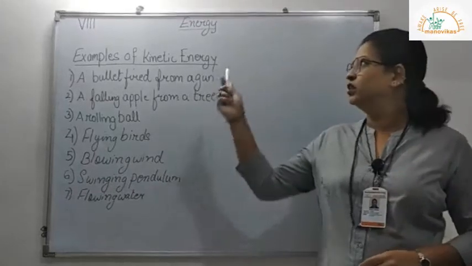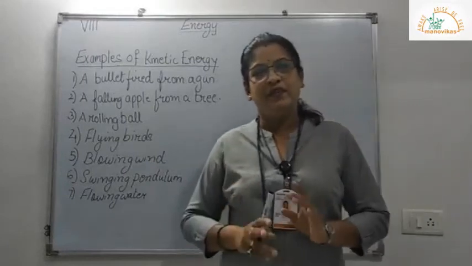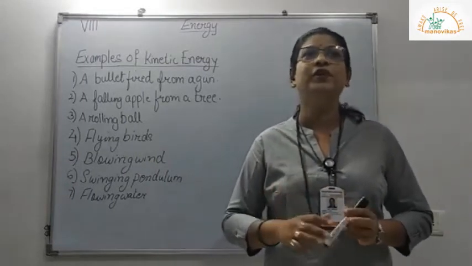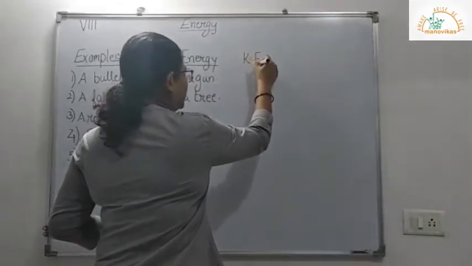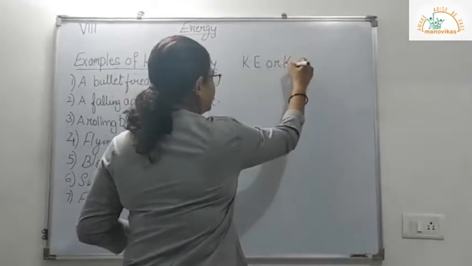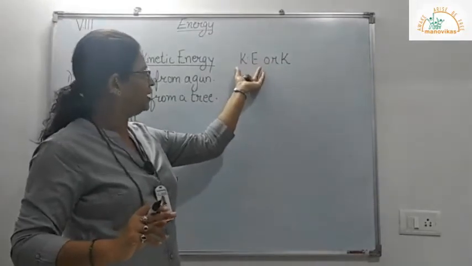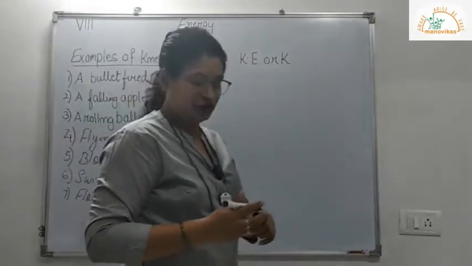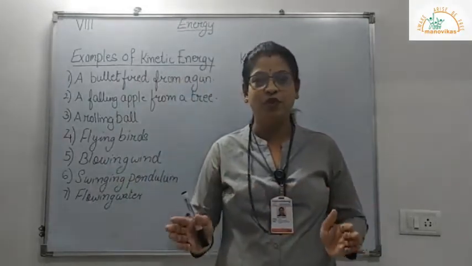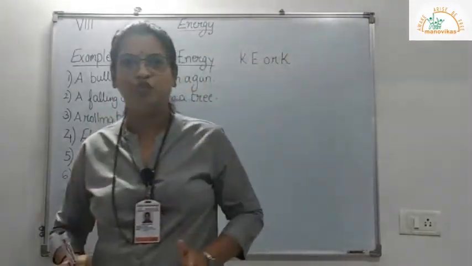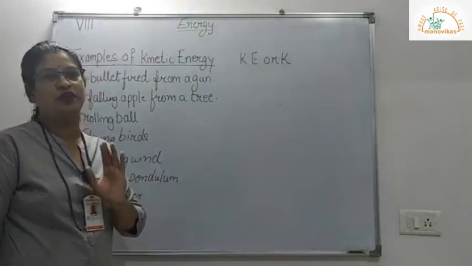We start with kinetic energy. We see what is kinetic energy. Kinetic energy is denoted by the symbol KE, or it is denoted by K. Now what is kinetic energy? Kinetic energy is the energy possessed by a body due to its state of motion.